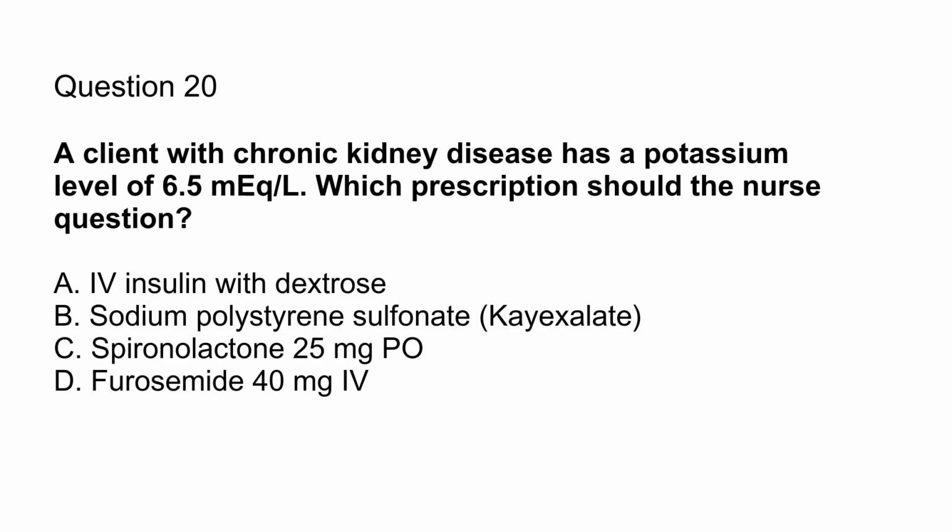20. A client with chronic kidney disease has a potassium level of 6.5 mEq per L. Which prescription should the nurse question? A. IV insulin with dextrose. B. Sodium polystyrene sulfonate, Kayexalate. C.